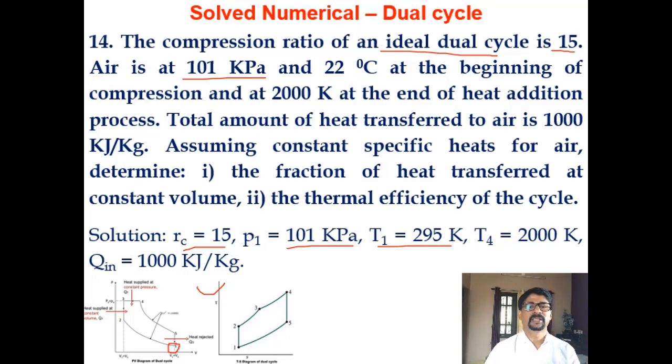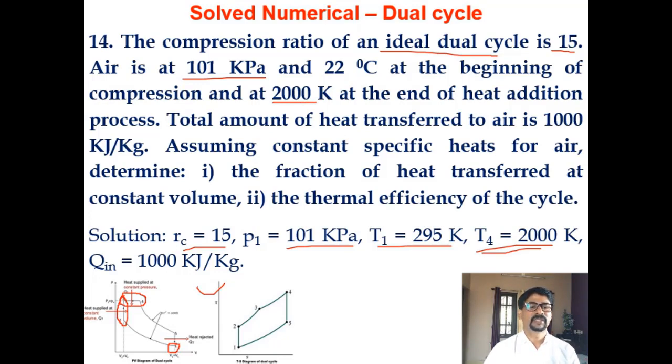2000 K at the end of heat addition process. Now you have to be careful. Heat addition takes place at constant volume from 2 to 3 and at constant pressure from 3 to 4. So there are two heat addition processes, constant volume and constant pressure. The heat addition ends at 4; it begins at 2. Constant volume ends at 3, constant pressure ends at 4. So this 2000 Kelvin is nothing but T4. Be careful, this is at the end of the heat addition process, means it is T4.